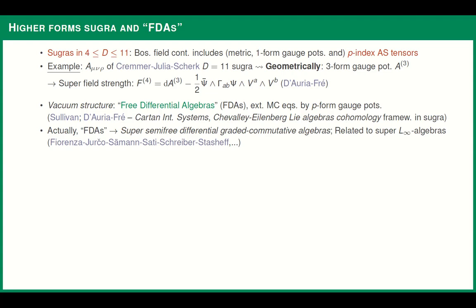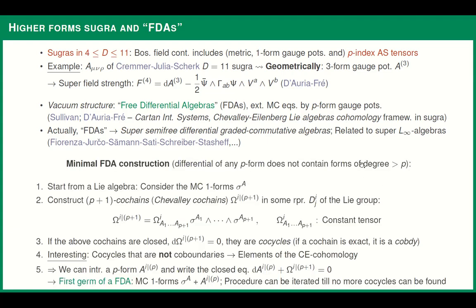Their precise name is supersymmetry differential graded commutative algebras. They are an extension of the Maurer-Cartan equations to involve p-form gauge potentials. In the mathematical literature, they have been proven to be related to super L-infinity algebras. In particular, they emerge as a kind of truncation of L-infinity algebras. So let's see what those objects are and how we build this algebraic structure.